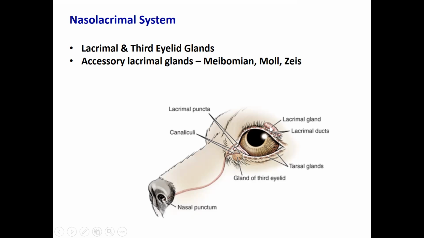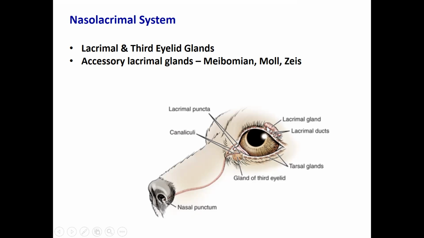First thing is the lacrimal gland. It is also called the tear gland. As you can see here, it is present laterally and dorsolaterally in relation to the eyeball, and in the case of dogs, it is present deep to the supraorbital ligament, which we have here close to the zygomatic arch.